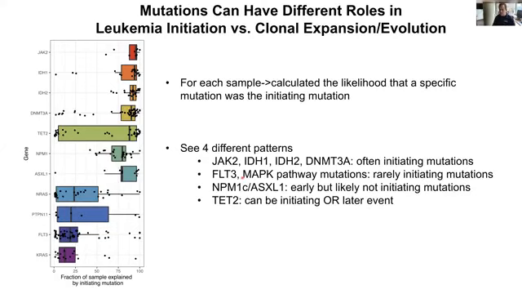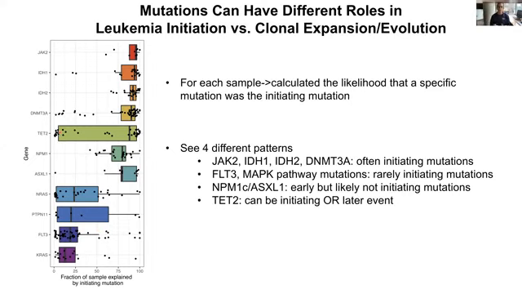And so we asked a couple of interesting questions once you have that data. The first was, do some mutations have a role in initiation versus clonal dominance? And you can see again that JAK, IDH, DNMT3A are initiating mutations. By contrast, RAS and FLT3 are late mutations. But you get two other flavors of mutations that are interesting. One is TET2, which is pleiotropic. It can be initiating or it can be late, which is kind of interesting.